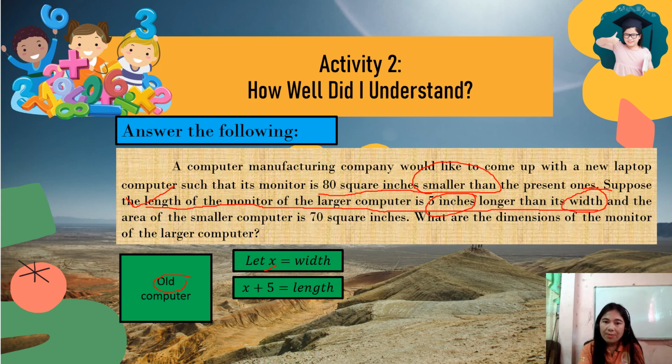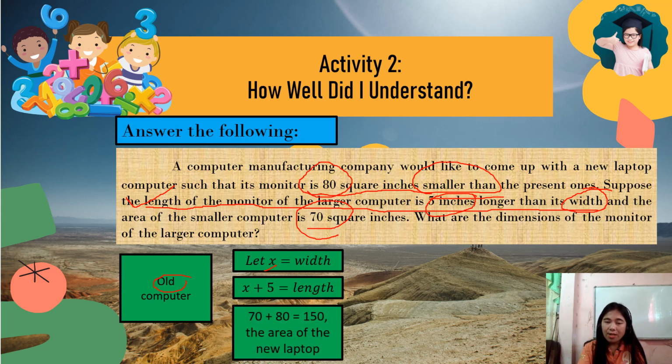Okay? So dahil may length na tayo, hanap tayo ng area para makuha natin yung new dimensions. Now, di ba yung sabi dito, ang area must be 80 square inches smaller. So, ano yung magiging area natin if the smaller computer has an area of 70? The smaller computer is 70 square inches. Tapos, 80 smaller siya. So, ang area is 150. Bakit nag-add tayo? Kasi nga, dapat smaller siya, so dapat yung small, meron pa siyang 80.